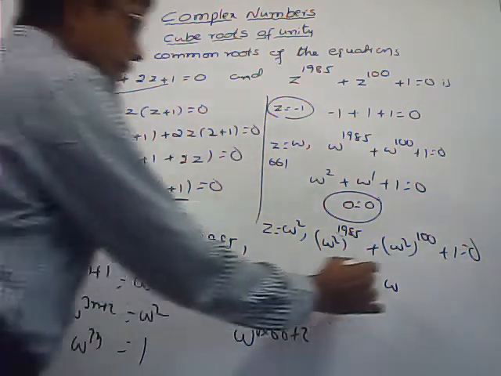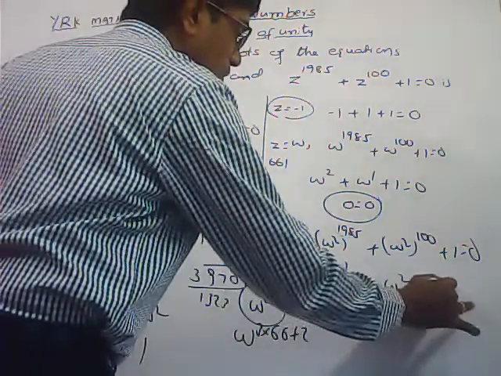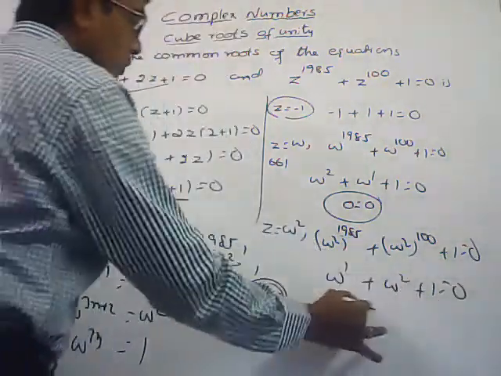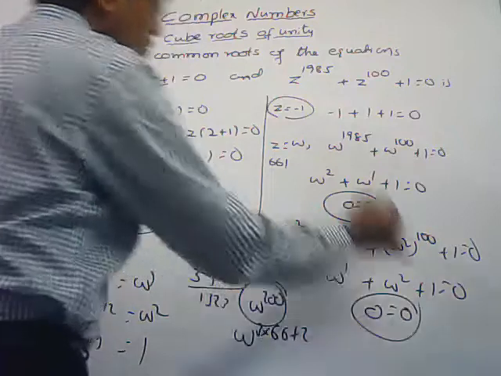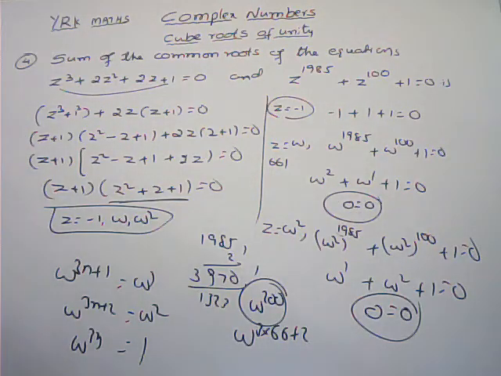So here we can write omega plus omega square plus 1 equals 0. Again 1 plus omega plus omega square, sum of the cube roots of unity, is 0. So 0 equals 0. So what are the common roots here? Omega and omega square, both are the common roots of the given two equations.